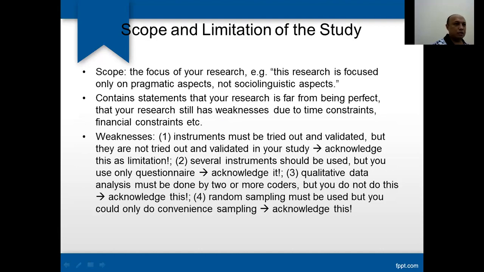So for example, you would say, this research is focused only on pragmatic aspects, not sociolinguistic aspects. It's like saying to the readers, look, I'm not going to deal with sociolinguistic aspects. I'm only focusing on pragmatic aspects because that's the scope of my research. Okay, right. Now, scope and limitation of the study contains statements that your research is far from being perfect.